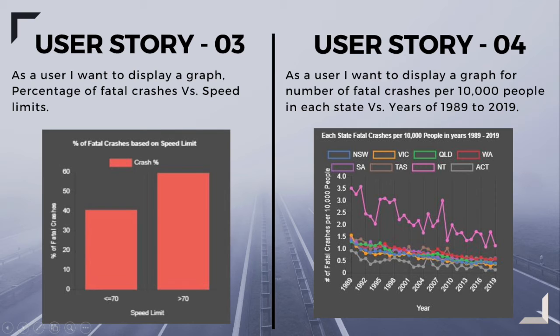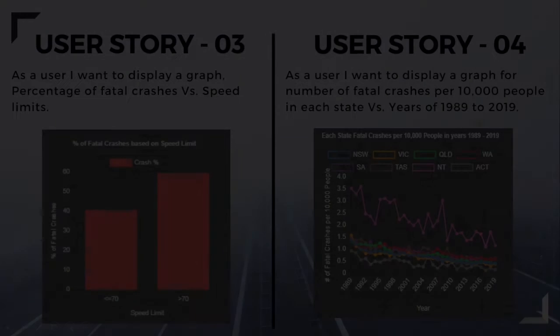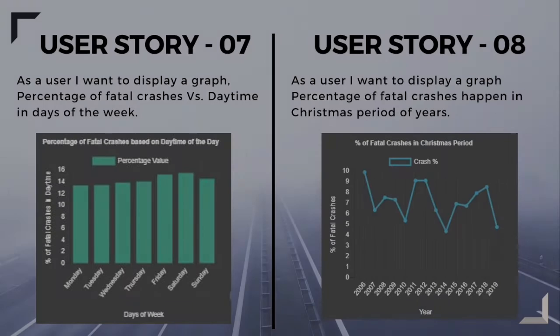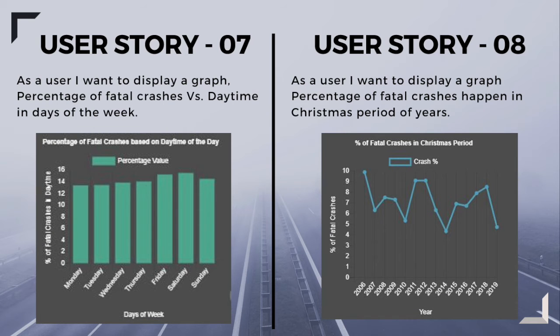The next user story is a graph for the number of fatal crashes in each state for the years from 1989 to 2019. User story 5 is displaying graphs for the percentage of fatal crashes that happen by time of the day, which means daytime or nighttime. Here, daytime is considered as 6 am to 6 pm. The next graph is the percentage of fatal crashes in nighttime, by days of the week. The next user story is about the percentage of fatal crashes in daytime, by days of the week.